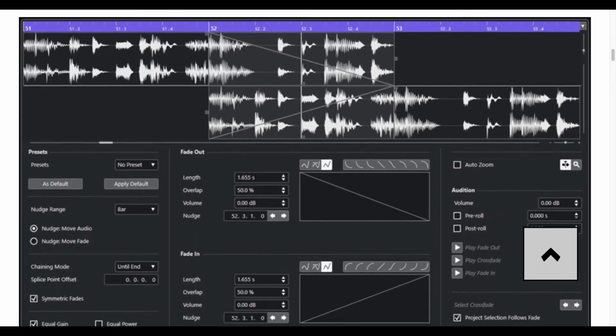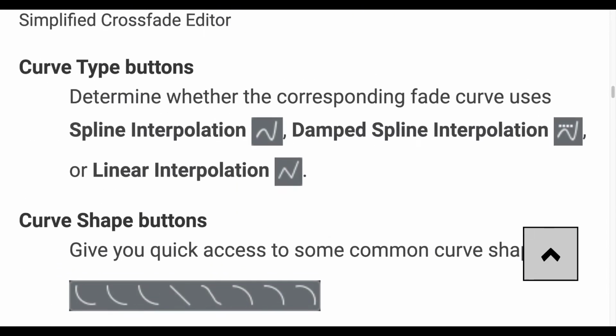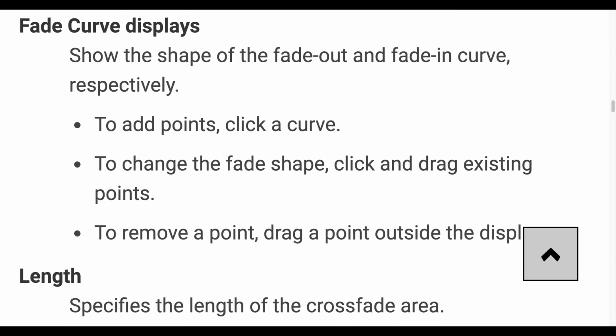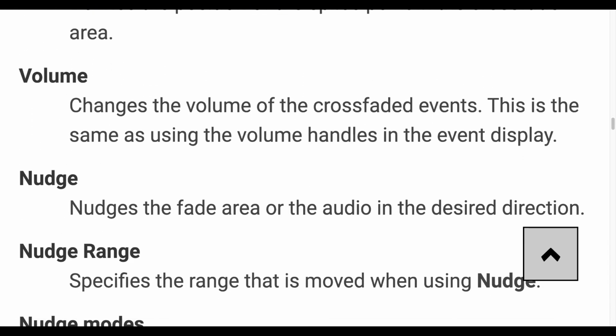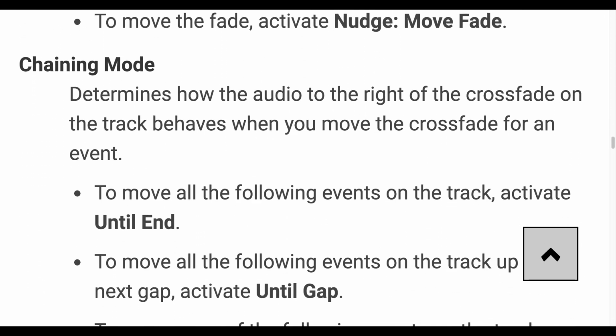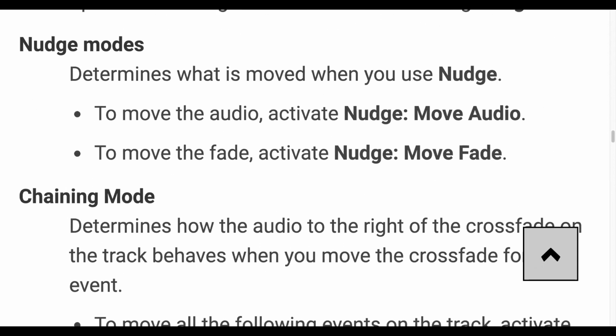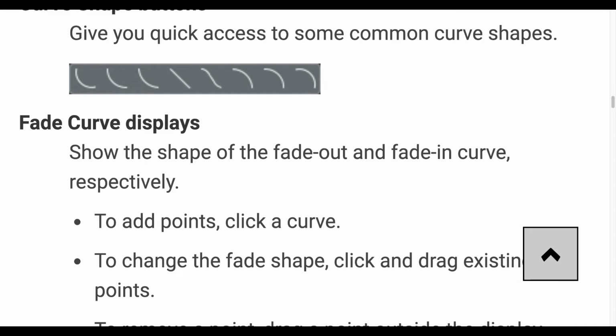Determine whether the corresponding fade curve uses spline interpolation, damped spline interpolation, or linear interpolation. Curve Shape Buttons give you quick access to some common curve shapes. Fade Curve Displays show the shape of the fade-out and fade-in curve, respectively. To add points, click a curve. To change the fade shape, click and drag existing points. To remove a point, drag a point outside the display.